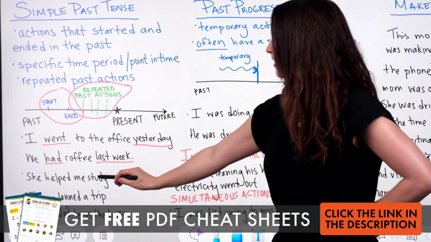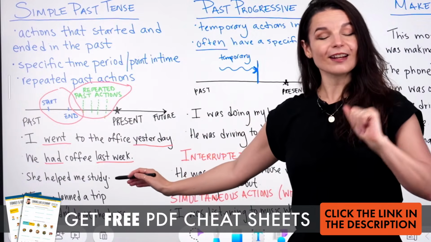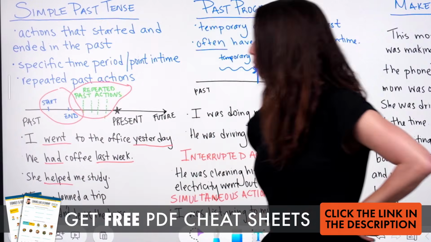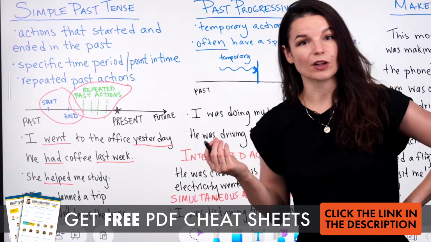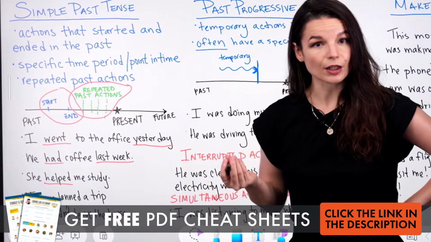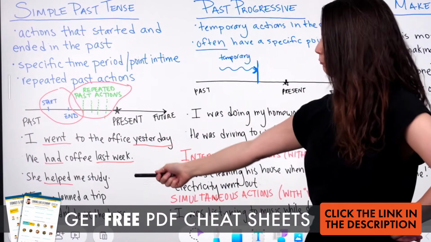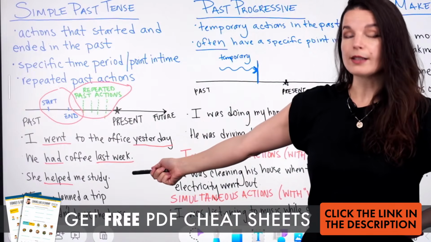The third example, she helped me study. Here we have our past tense helped. This comes from the verb help, right? This is a regular past tense verb. Help becomes helped. You'll notice here, there's no clear point in time, right?